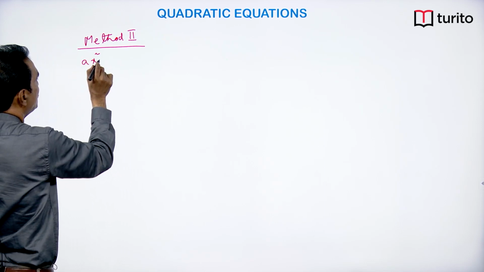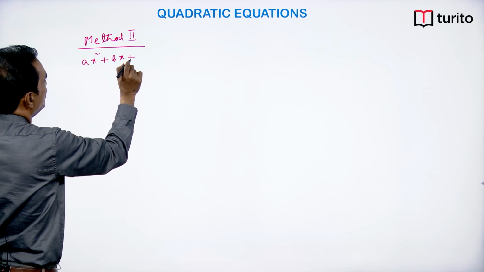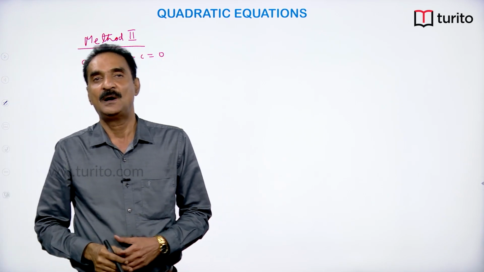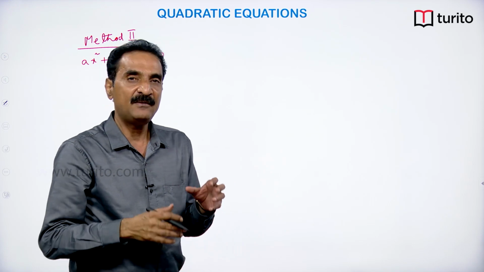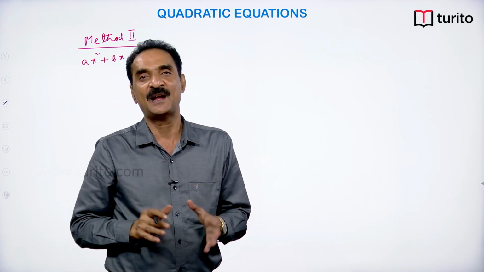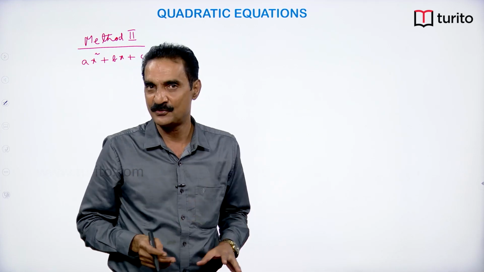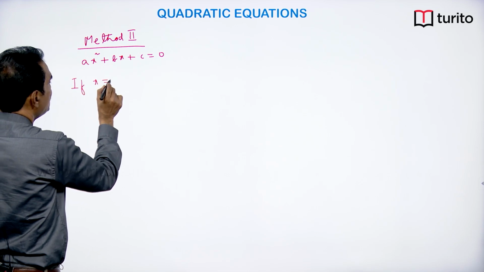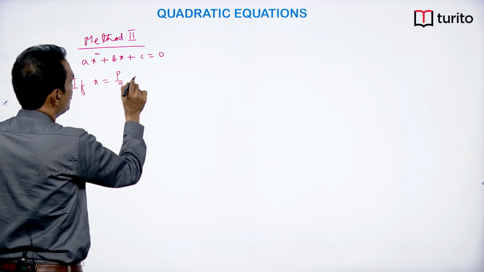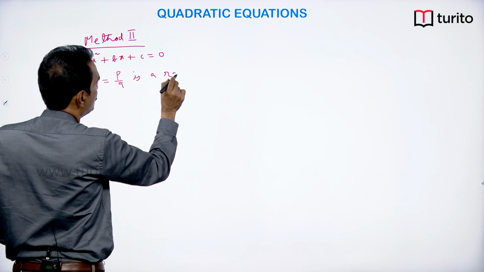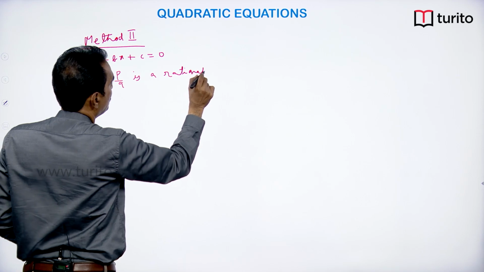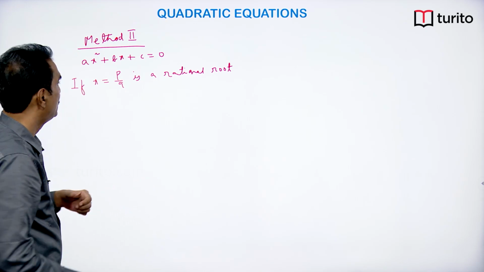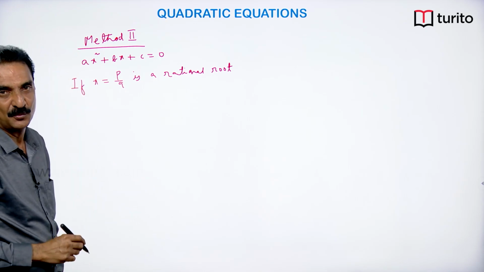The given equation is ax square plus bx plus c is equal to 0. Here also I will go by contradiction. I have to prove that the roots cannot be rational, but I will assume that there is a rational root. If x is equal to p by q is a rational root, then p and q are what? Integers. Then I will substitute p by q, it should be satisfied.